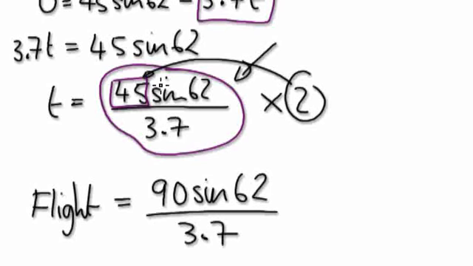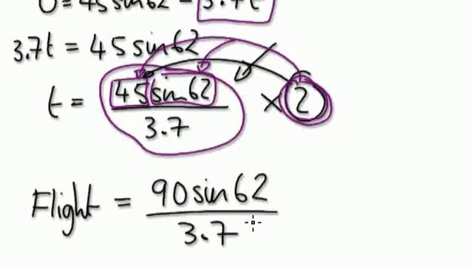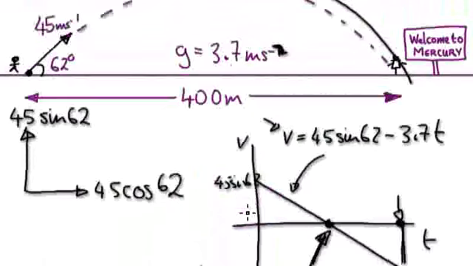Remember, at the moment, this sine 62 is just a number. So when you times 2, just merge the 2 with the 45. So it becomes this. Okay. So that's the total flight time.